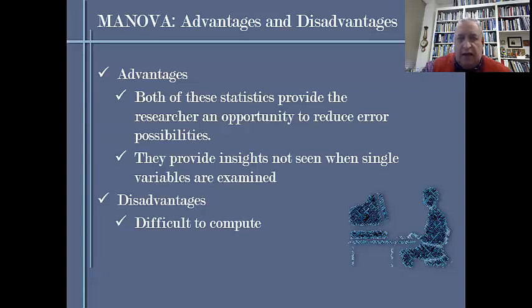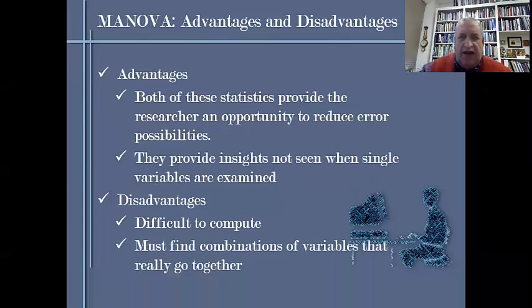In fact, it's really because we have the computers and the power that we have the computers that we're doing these, because of the number of mathematical iterations that are necessary. Notice that in these multivariate statistics they're showing you some of the idea behind it, but most times they're not even showing you the formula that you would use, because they're so complicated that we do these by the use of the computer. Also, we might find combinations of variables that really go together.